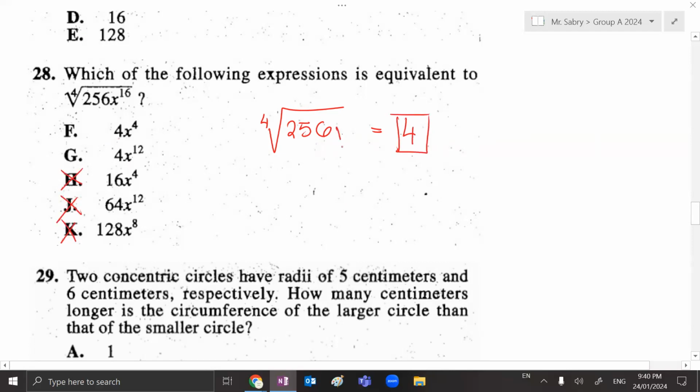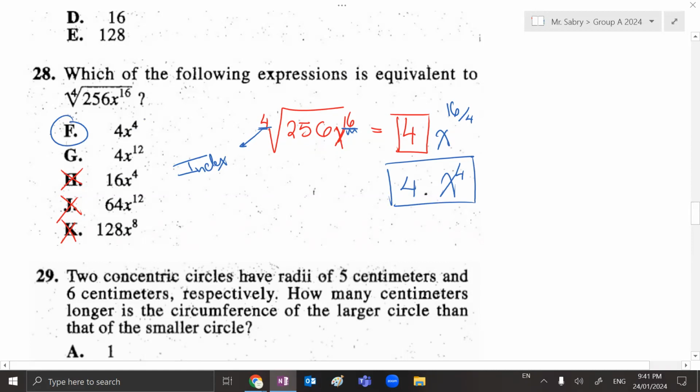What about the x to the power of 16 that was inside? When we have a root and we'd like to change from a root to a power, we take the power inside over this number outside, which we call the index. So we take the power again over the index. So it will become x to the power of 16 over 4, which is 4, because 16 divided by 4 is 4. So the answer is supposed to be 4x to the power of 4. So F has to be the correct answer. Does this make sense, everyone?